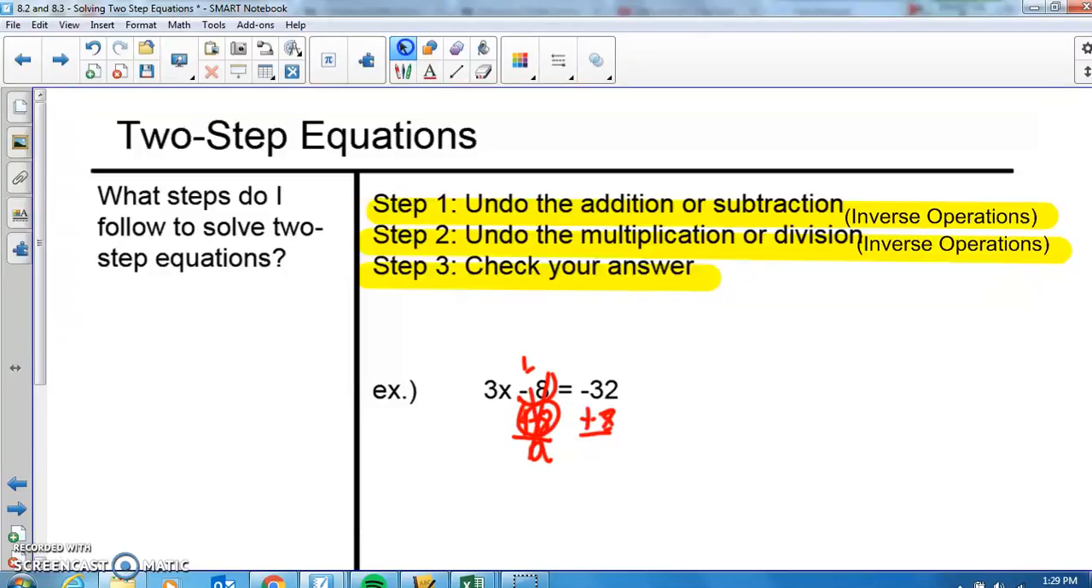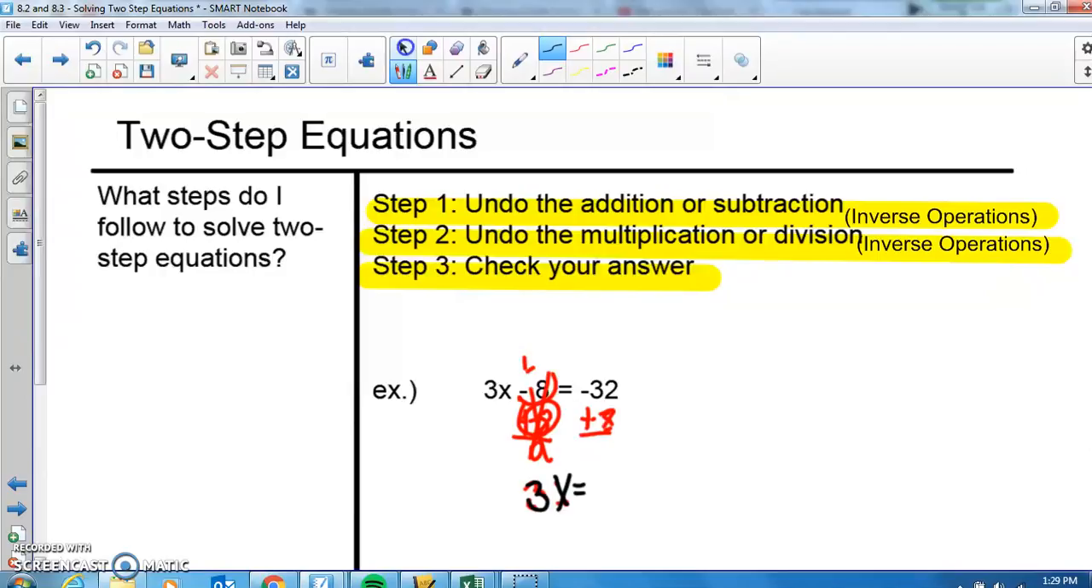So those two things cancel out, so I'm going to drop down this 3x. Give me a minute, let me get this board straightened out for you. So I bring down the 3x.